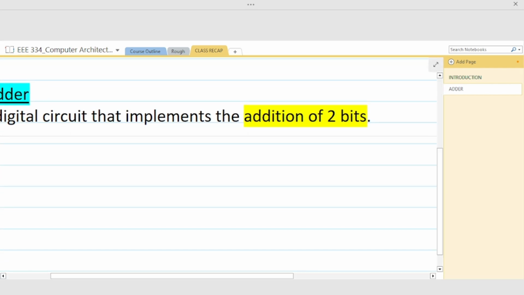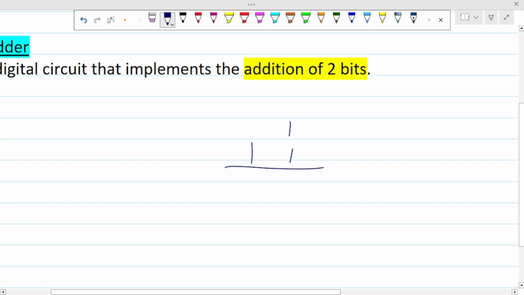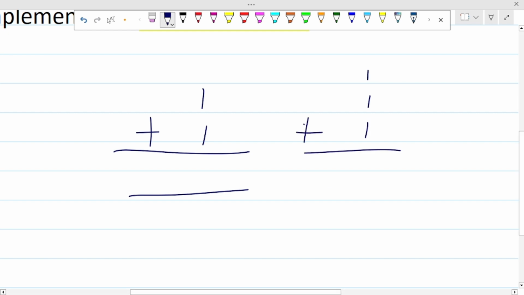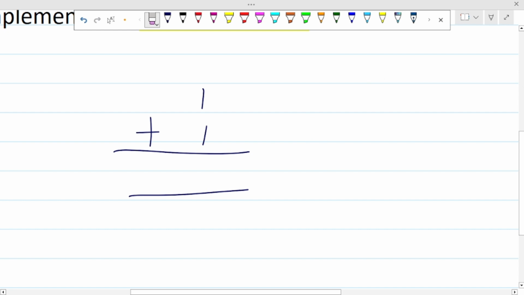So let's take an example. When we say addition of 2 bits, let's say 1 1. This is 2 bits, we're adding 1 and another 1. If we are dealing with 3 bits, then we have to add this plus this plus this. So this is for 3 bits and this is for 2 bits. But we are dealing with the half adder, which is the addition of 2 bits, so we'll leave it at this.